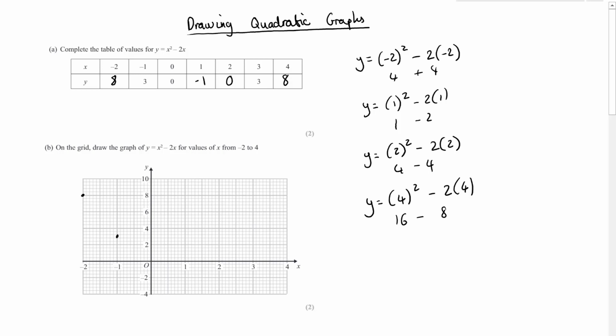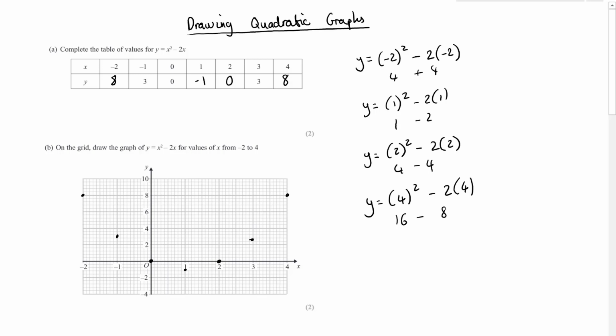When x is 0, y is 0, so that's going to go through there. When x is 1, y is minus 1, which is actually going to be just underneath the 1 there. Then when x is 2, y is 0, so that's going to be there. When x is 3, y is 3, so that's going to be across from here all the way over to there. Trying to draw this as accurately as possible. And when x is 4, y is 8.